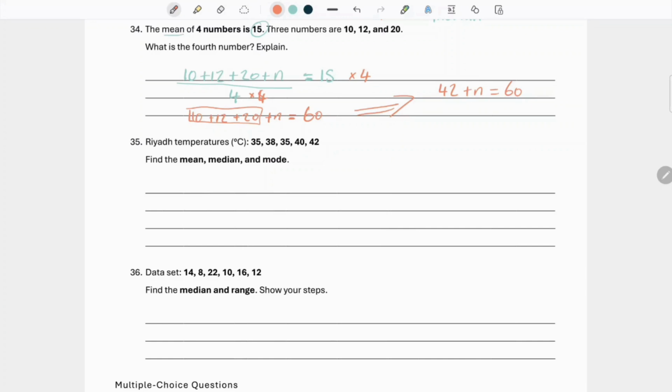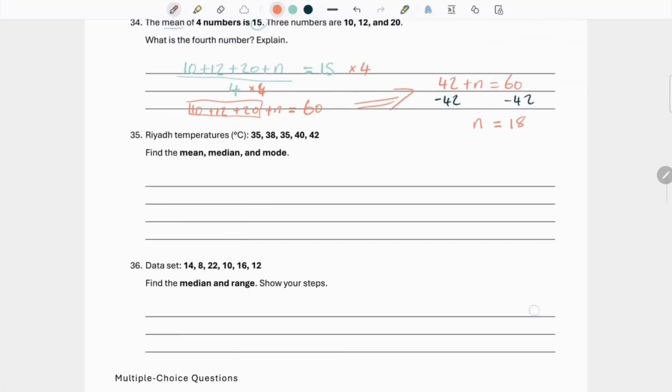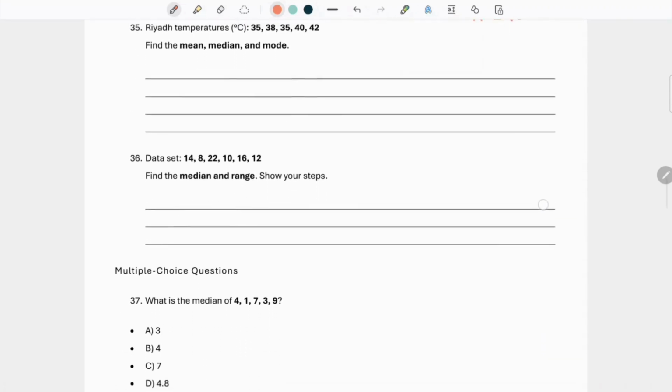Now, I want to get n by itself. So what do I do here? Again, we do the inverse operation. What's the inverse operation of plus 42? It's minus 42, so minus 42 from both sides, and then we end up with 42 minus 42 is just 0, so n equals 18. You won't be tested on that in the exam, but I thought I'd give you a mathematical reasoning question.